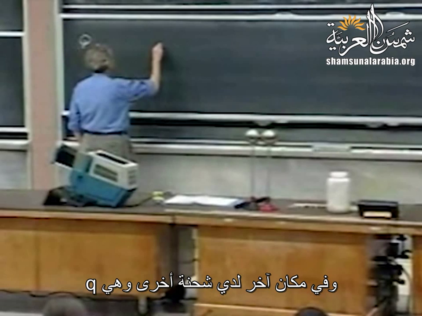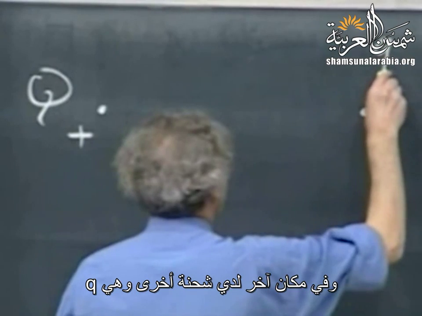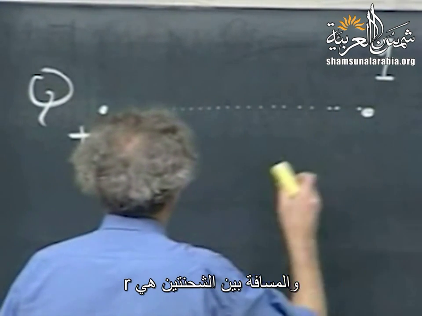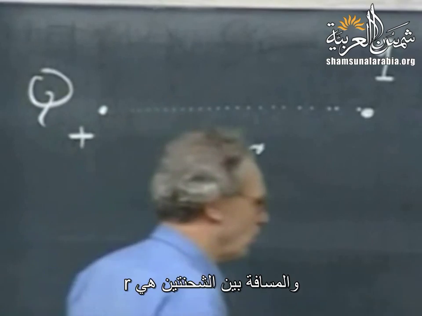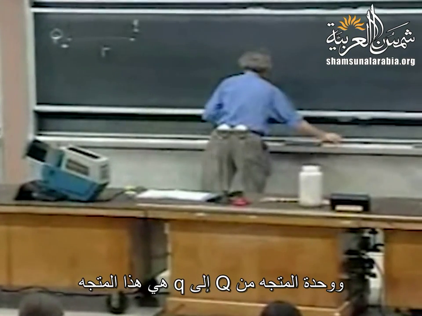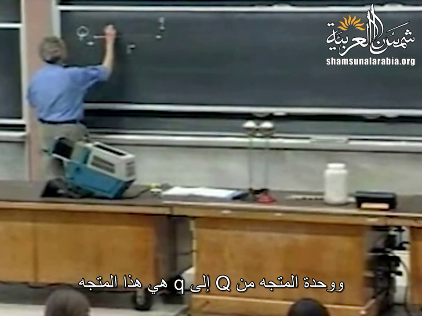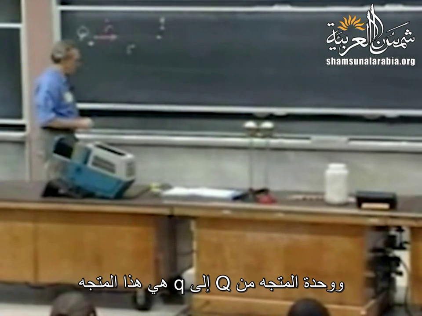and at another location I have another charge, little q. I think of that as my test charge. And there's a separation between the two, which is r. The unit vector from capital Q to little q is this vector.